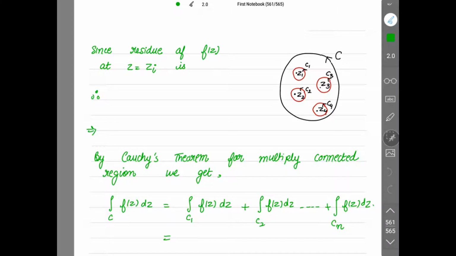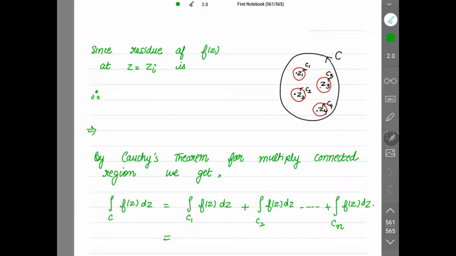Suppose I'm having a circle C, and within this I'm having singularities z1, z2, z3, z4, and for z1 I have constructed a circle C1, for z2 I'm having the circle C2, for z3 C3, for zi Ci, such that no two circles intersect with each other. That is, if you take C1 with C2 or C1 with C3, they should not intersect. So their intersection is phi. You have to take the circles and singularities like this.